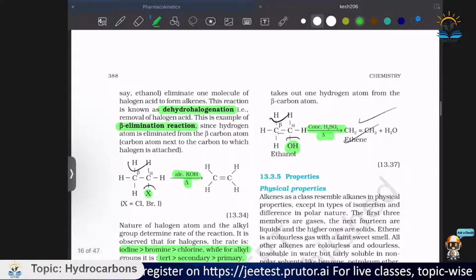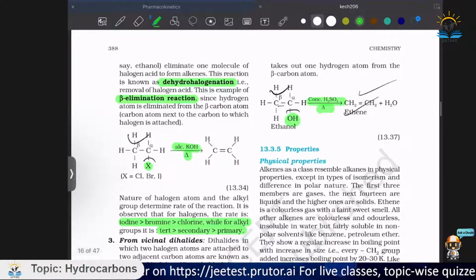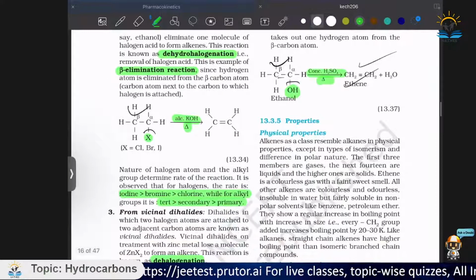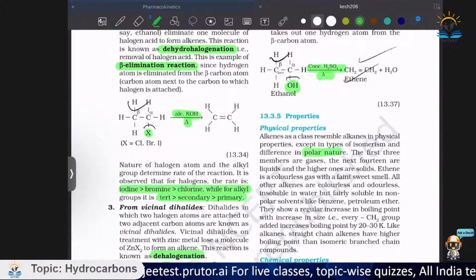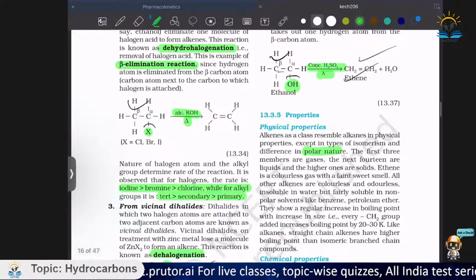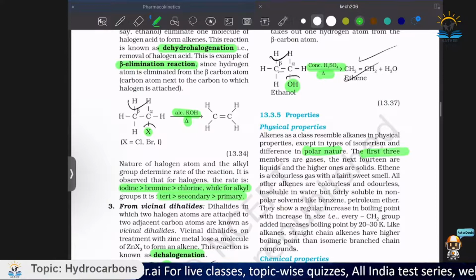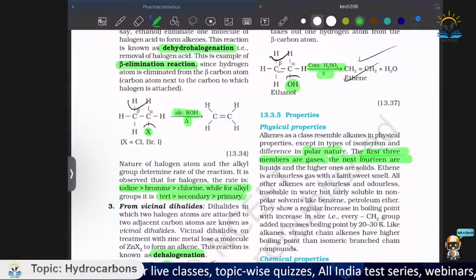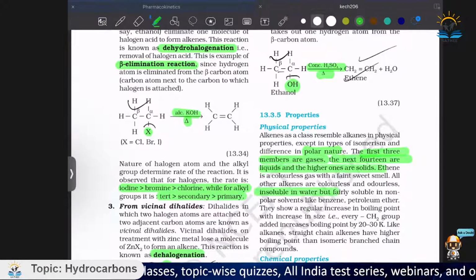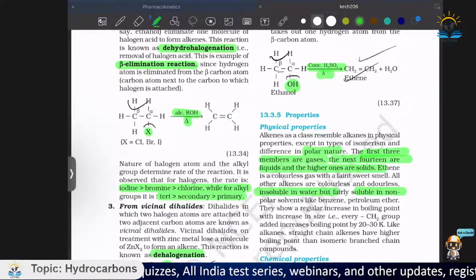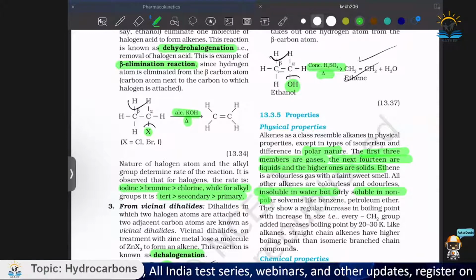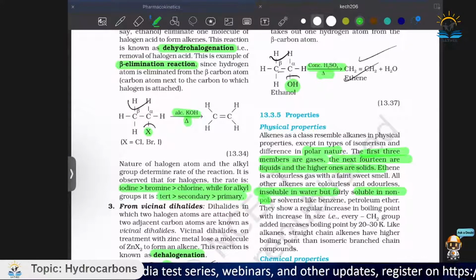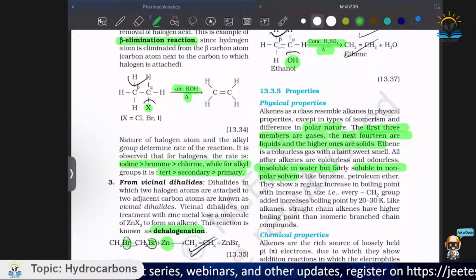Physical properties: they are a bit polar. First three members are gases, next 14 are liquids, higher ones are solid. They are insoluble in water, soluble in non-polar solvents, like dissolves like, and there is a regular increase in boiling point with increase in size. Okay, these are their physical properties.